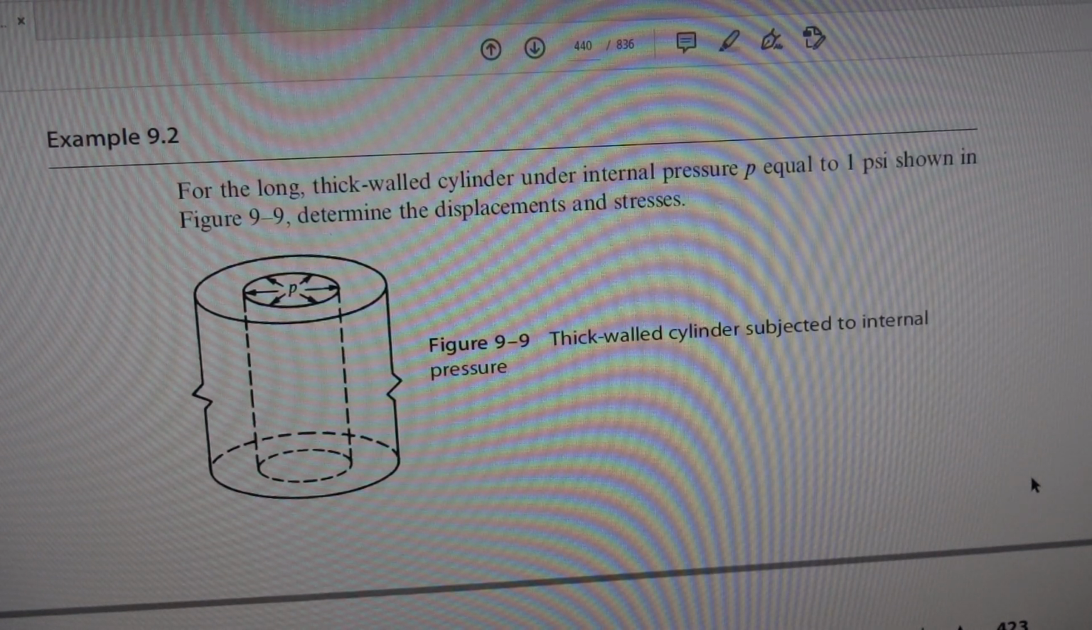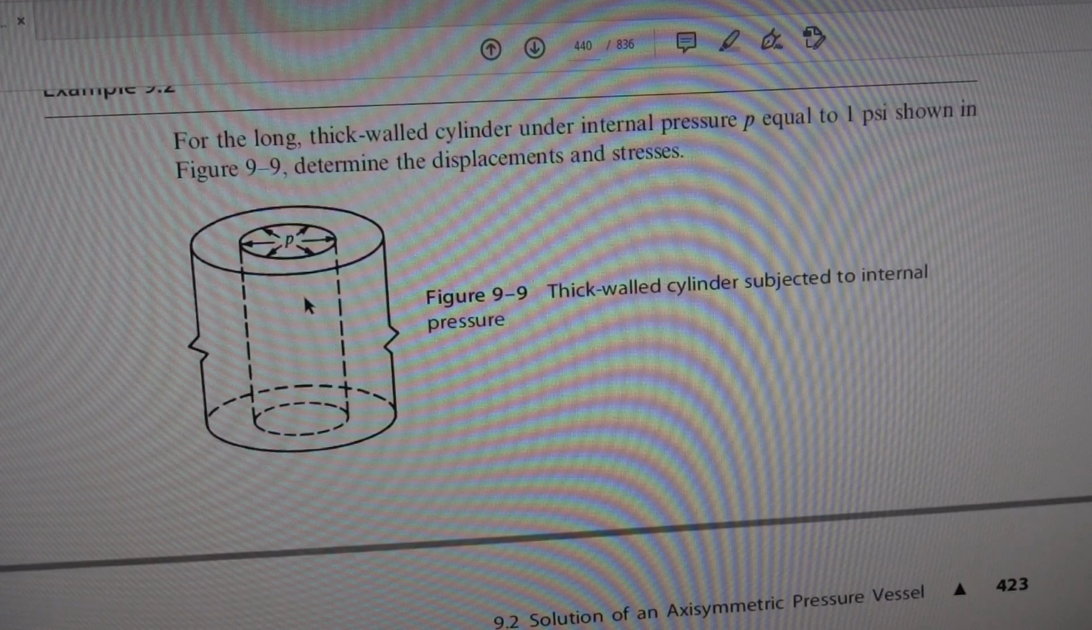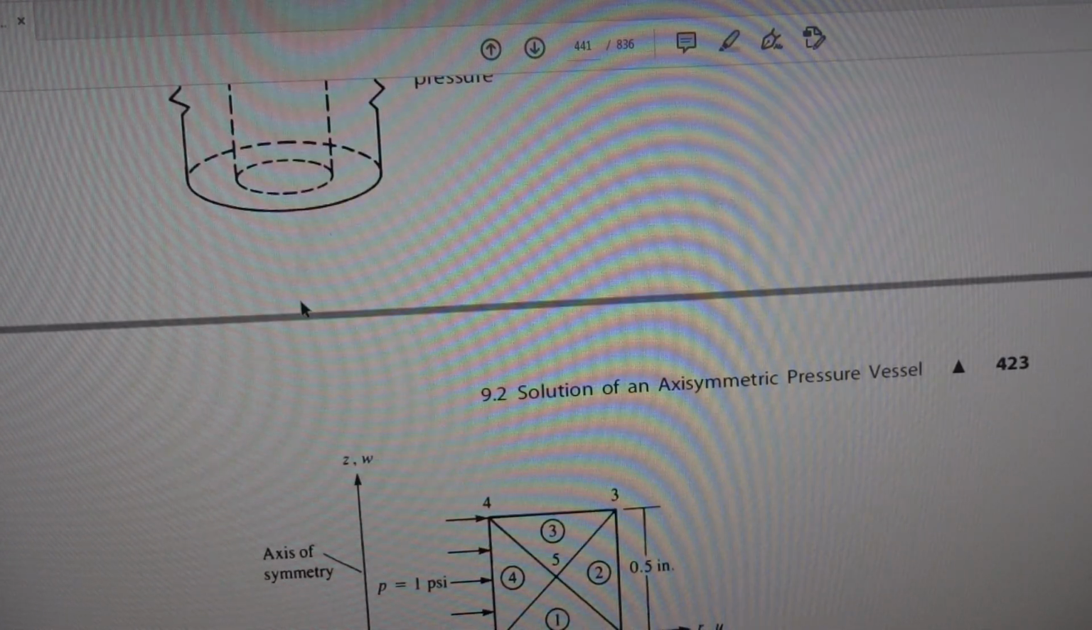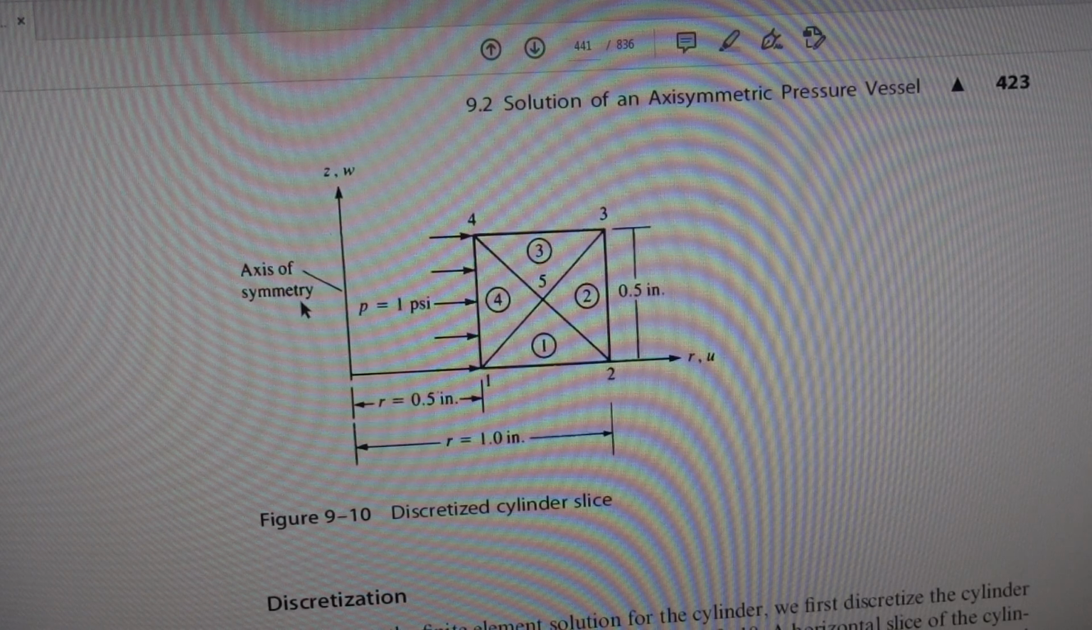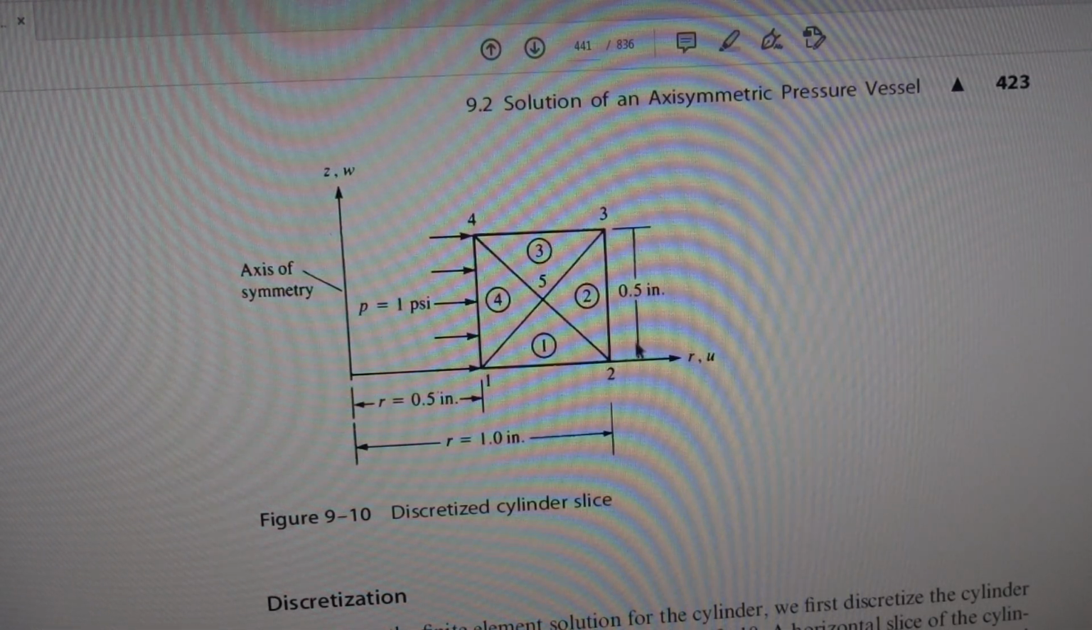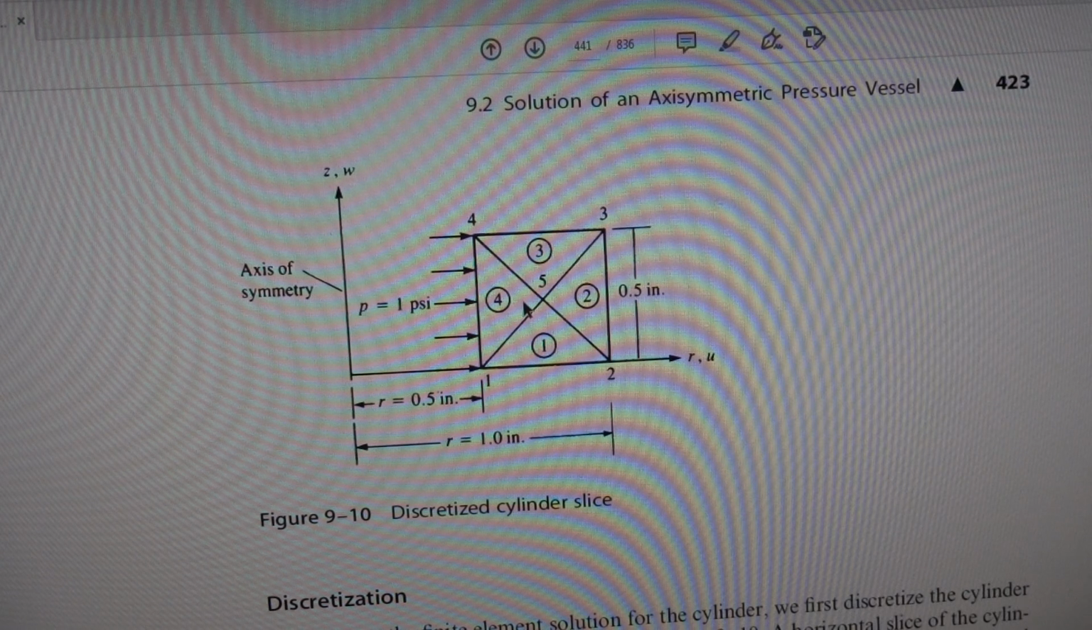For a thick-walled cylinder under internal pressure P equal to 1 psi, shown in figure 9.9, determine the displacement and stresses. So this is the thick-walled cylinder subjected to internal pressure P. By axisymmetric analysis it becomes easy to solve. The elements and nodes for this diagram are shown in the figure.